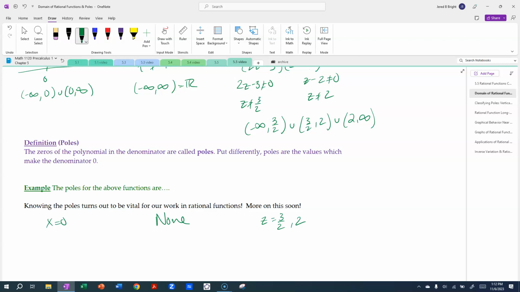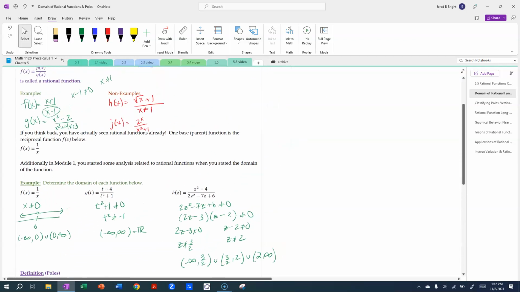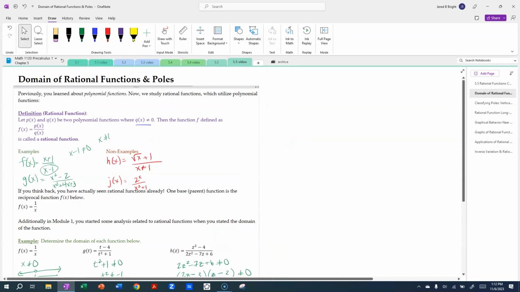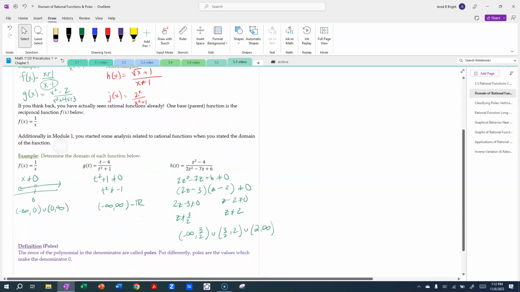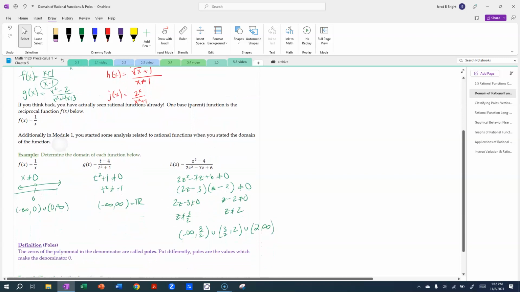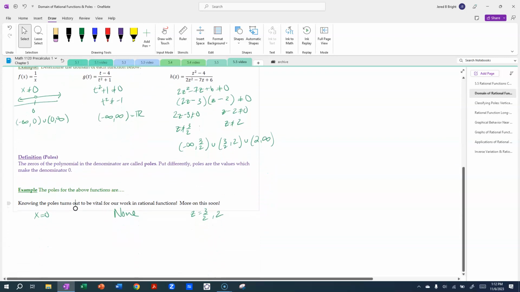Okay, so in all, in this video, we introduced ourselves to rational functions, just ratios of polynomial functions. We found the domain of each of the rational functions we had here and recognized that the values that we removed from the domain are called poles. We have terminology for them now. Next video, we're going to work on classifying what happens at each one of these poles.